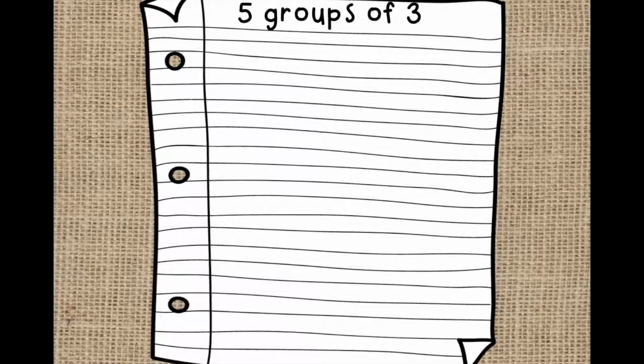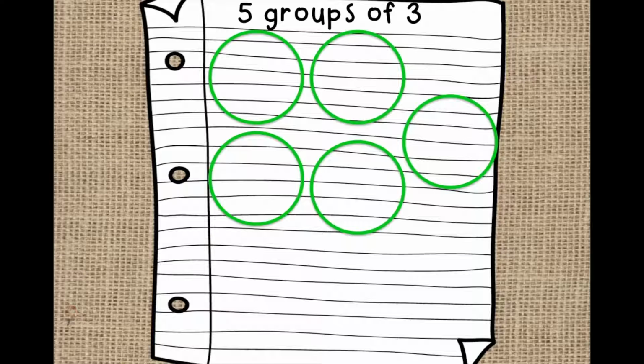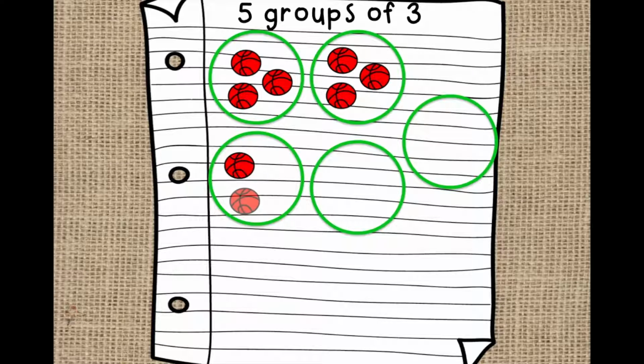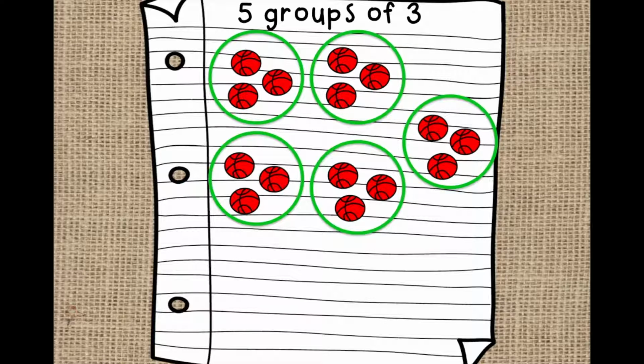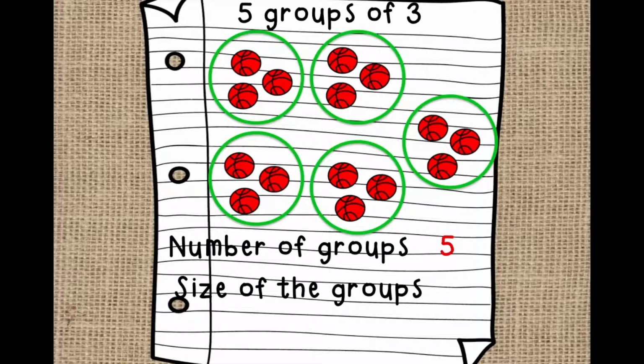Let's label it together. So we have 5 groups of 3. I'm going to draw the 5 groups and put 3 basketballs inside, just like the word problem told us. We can go through and count every single basketball we have, and we get a total of 15 basketballs. So our number of groups is 5, size of the groups is 3, and the total is 15. Again, we have 5 times 3 equals 15.